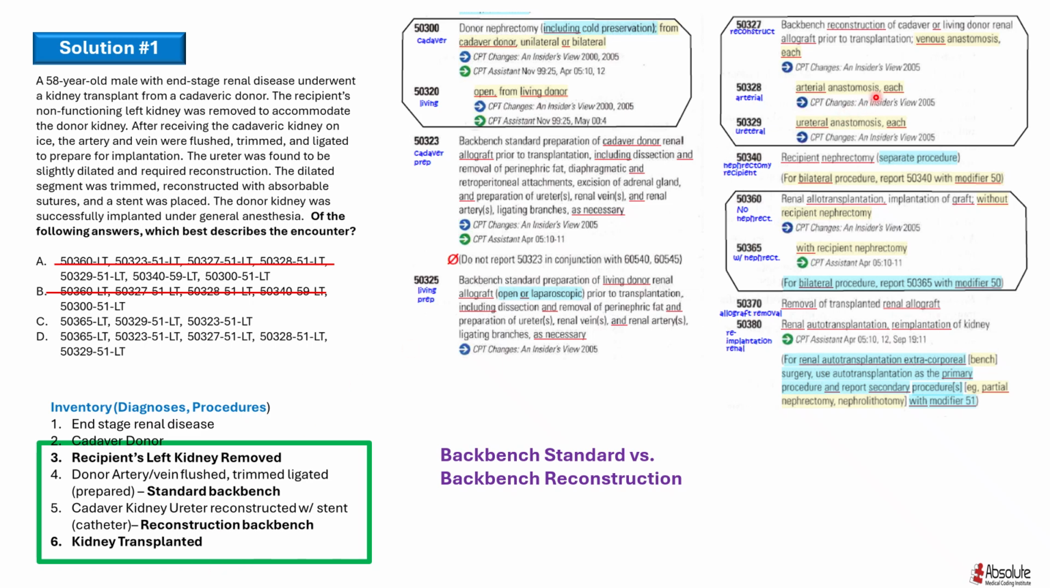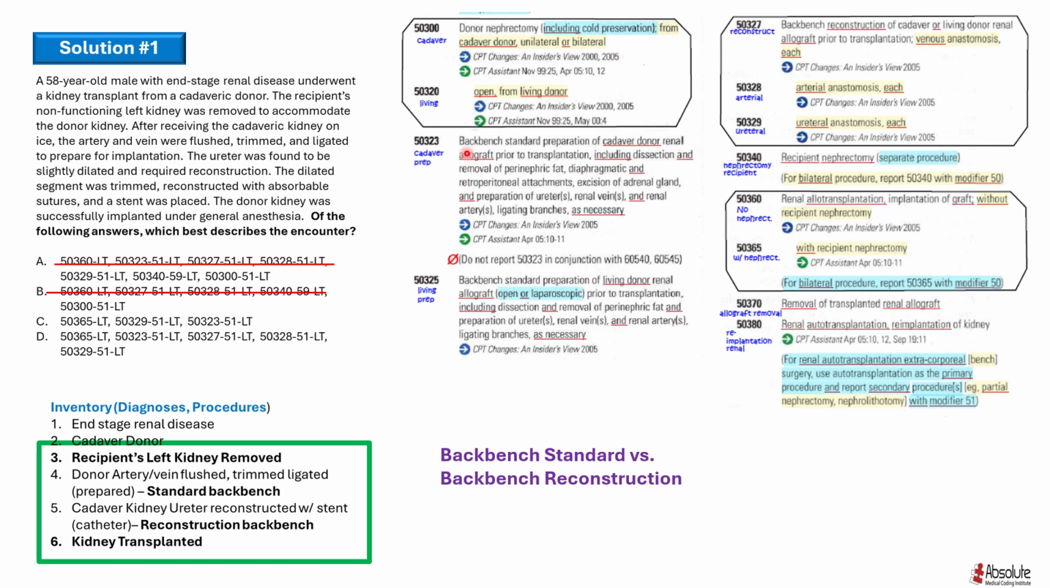All right, so I'm going back. What is 50328? Well, this is the code for backbench reconstruction of arterial anastomosis. Well, there was no artery or vein reconstructed, only the ureter. And you can find that at 50329. So D is incorrect because it's coding for the artery and vein reconstruction. We got to get rid of it. And C is our answer because it's coding properly for the transplantation with the recipient nephrectomy. It's also coding for the reconstruction of the ureter. And finally, it's coding for the standard backbench.